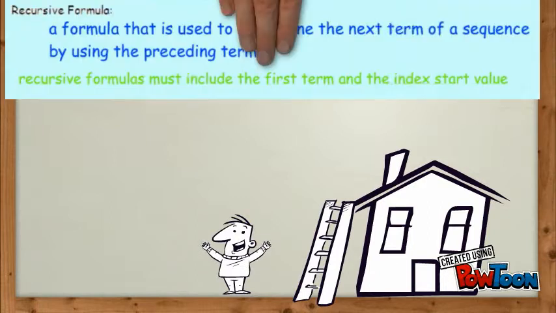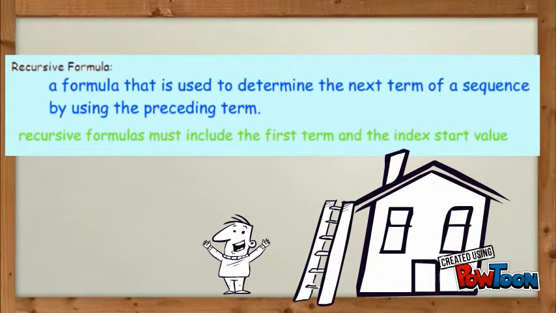We've been talking about recursive formulas, ones that are used to determine the next term of a sequence by the preceding term. We use the one before, or the old term, to get the new term. You also must give the first term so we know where the sequence started. Recursive and explicit are different in that when you're doing a recursive formula, you give the first term, but when you have an explicit, you do not.